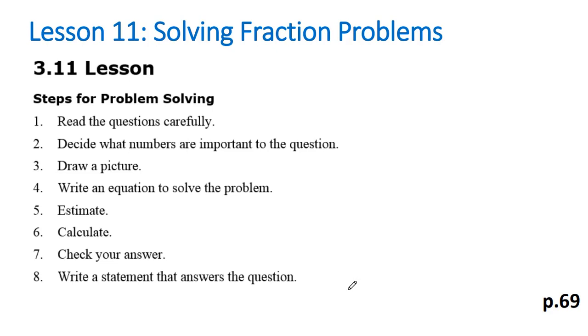As in all word problems, we have a number of steps for problem solving, and the first one is the most important one, which is reading the question very carefully. Second step is underlining, highlighting, deciding what numbers are important for the question. Sometimes drawing a visual, or at least trying to visualize what's going on, can help you a lot. Writing an equation, so what's the plan? And estimating. We can estimate the fractions into whole numbers, making the problem easier to read. Once you calculate and get an answer, you can check your answer, and then you're going to write your answer in a statement.